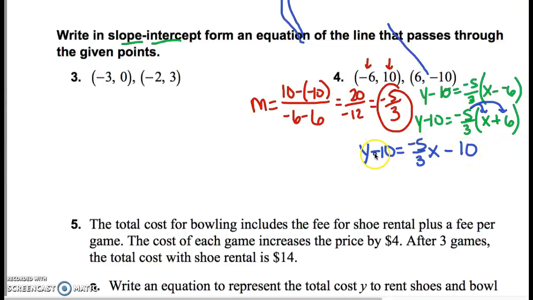Now I need to solve it for y. So I need to get rid of the minus 10. I'm going to add 10 to both sides. That cancels. So you have y equals negative 5/3 x. And then these actually cancel as well. You could put plus 0 or minus 0, but you really don't need to. So we'll just leave our equation like this.